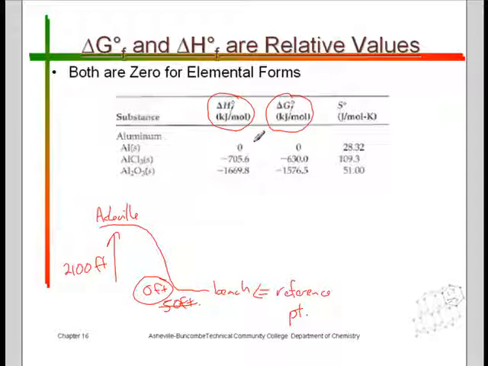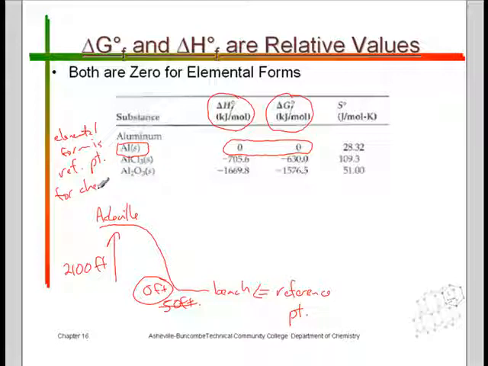Well, chemists have concluded that the 0 point, the reference point for chemical reactions, is the elemental form. So the elemental form is the reference point for chemical reactions. And then, as aluminum is converted into other compounds, such as aluminum chloride or aluminum oxide, you have a change in the delta H and the delta G with respect to that 0 point of the elemental form.